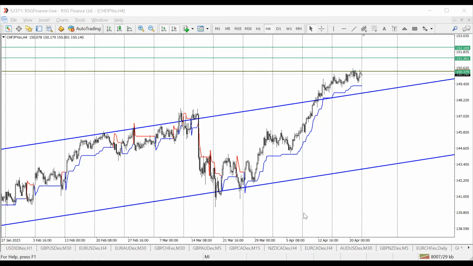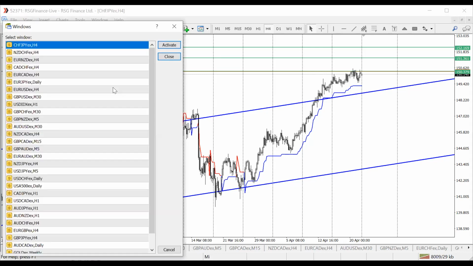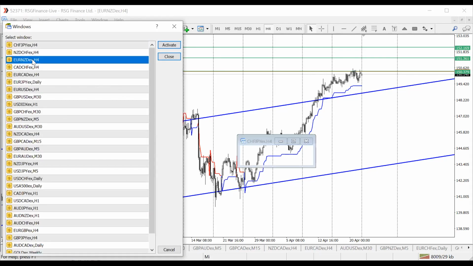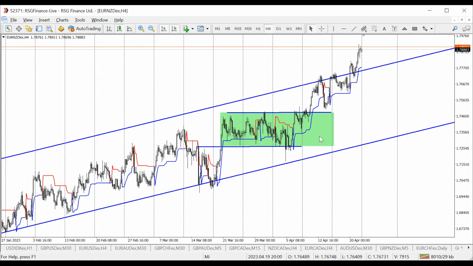Next on the list will be Euro NZD. So let's look at Euro NZD. Euro NZD is here. Okay, great. So we also have a very nice setup on this. Of course, this trade, we already cashed in on that, which is a breakout from this rectangular pattern.